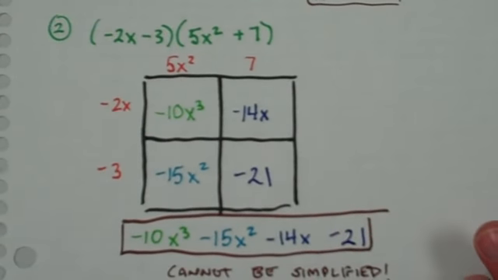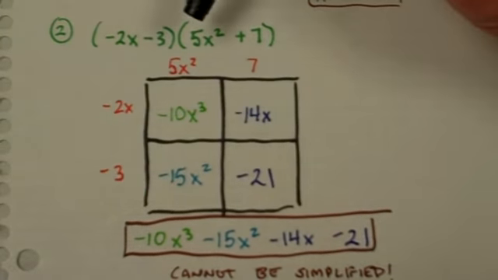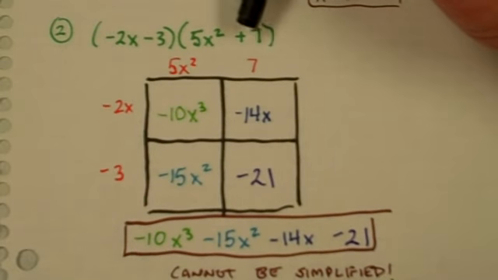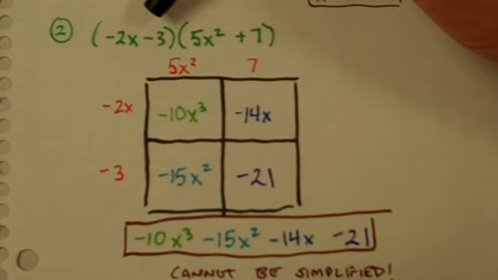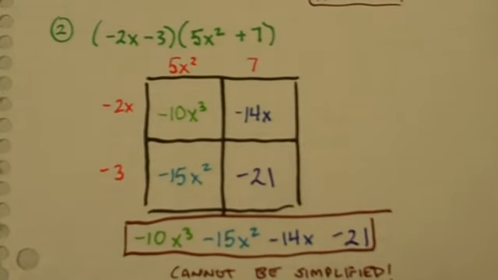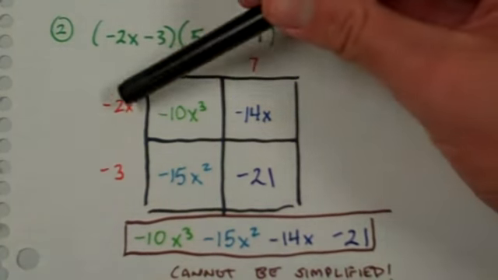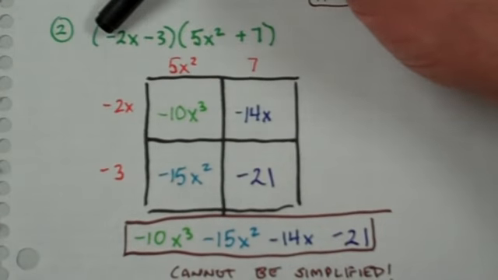So take a look at this thing. We have negative 2x minus 3 times 5x squared plus 7. Okay, two not so easy binomials, but the box method can help us here. So here's my 5x squared and my 7 from this binomial. Here's my negative 2x and negative 3 from this binomial.